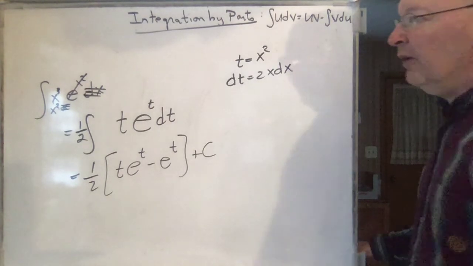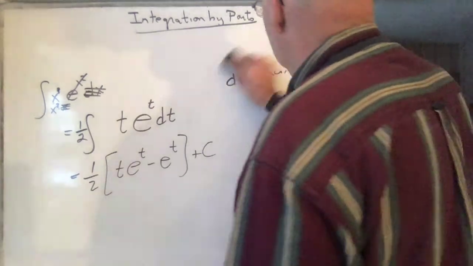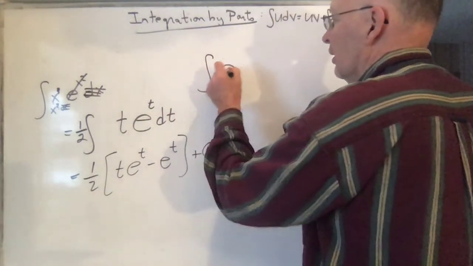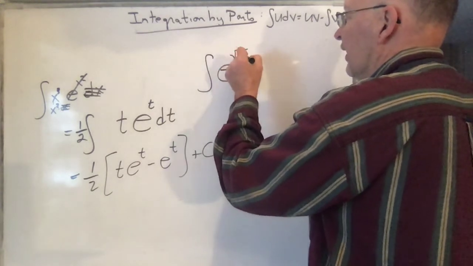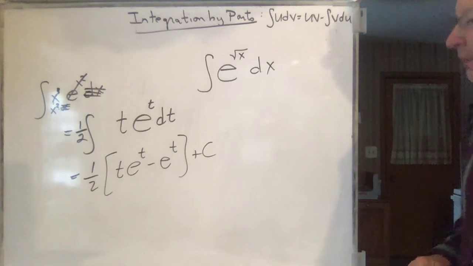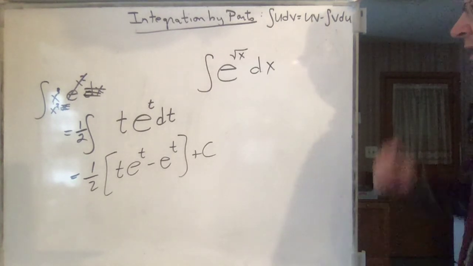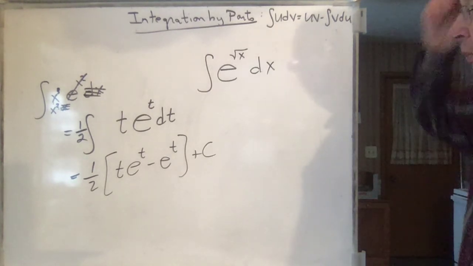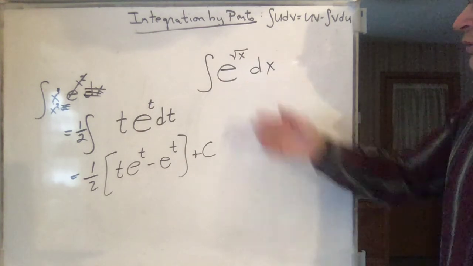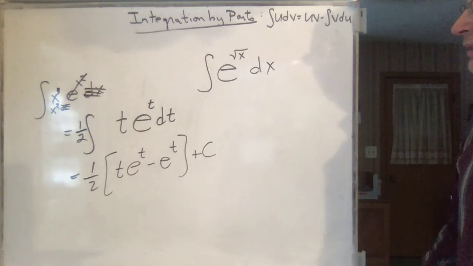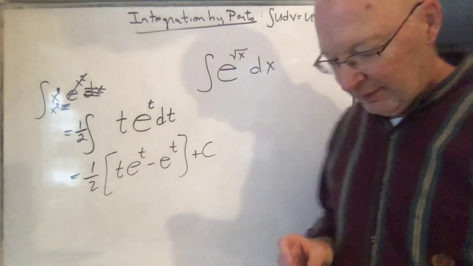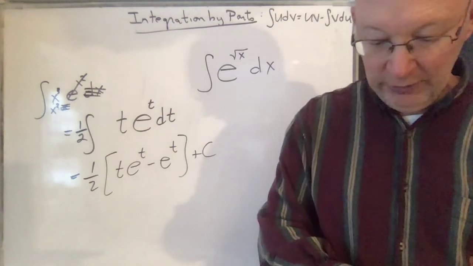I'll leave you with one final one to do. This is one of my favorite problems. Try to do this one on your own. e to the square root of x dx. Okay? If you've been trying your mathematical muscles at these other problems, give this one a try and see what you can get. Okay, very good. That'll take care of integration by parts.